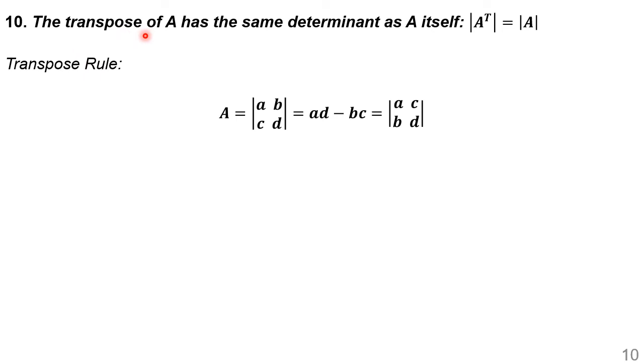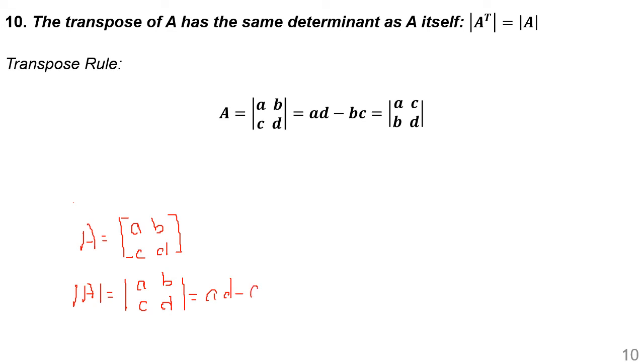Next property says that transpose of A has the same determinant as A itself. That means determinant of A transpose is equal to determinant of A. Let us take an example here. Let us take A is equal to, the matrix is given by A, B, C, D. Now when I take a determinant of A, I am going to get this as AD minus CD.